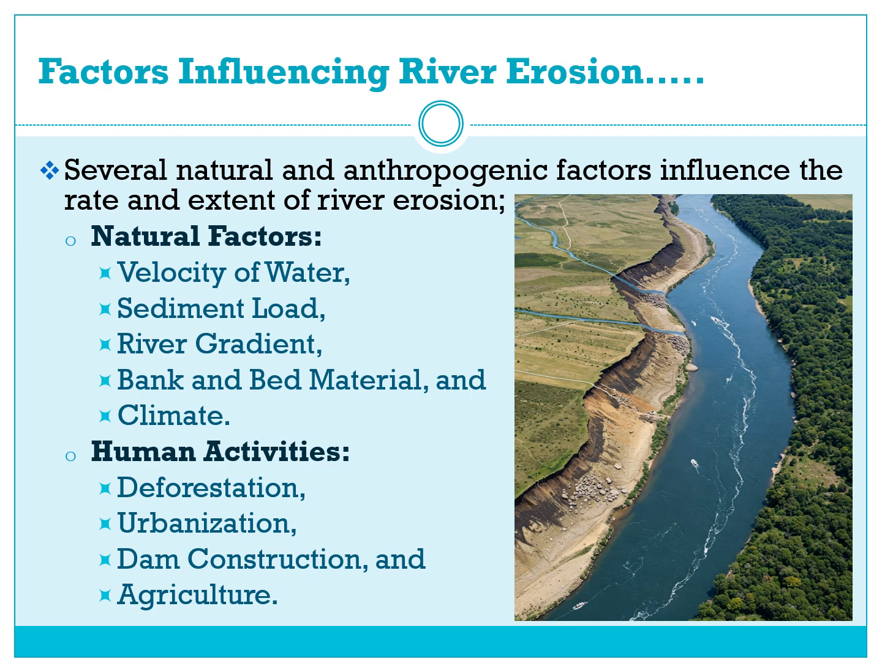Deforestation. Removal of vegetation reduces bank stability, increasing erosion. Urbanization. Increased surface runoff from impermeable surfaces accelerates erosion. Dam construction alters flow, leading to erosion downstream. Agriculture. Poor land management practices can aggravate erosion.